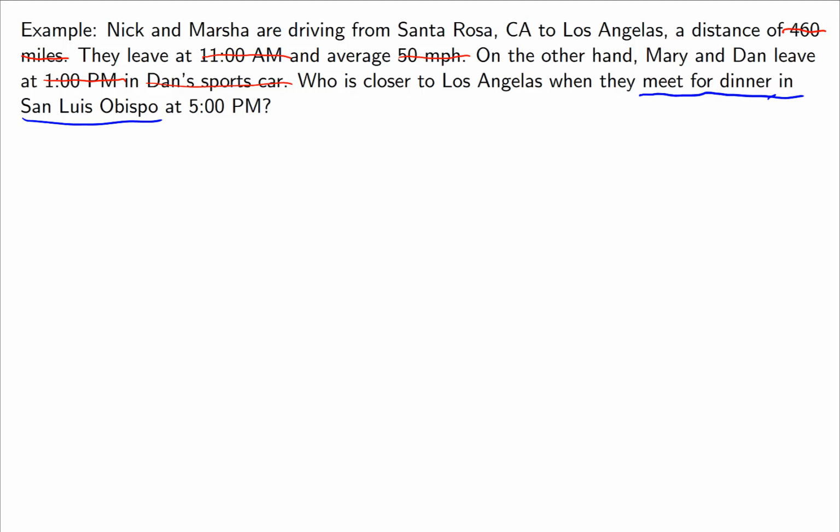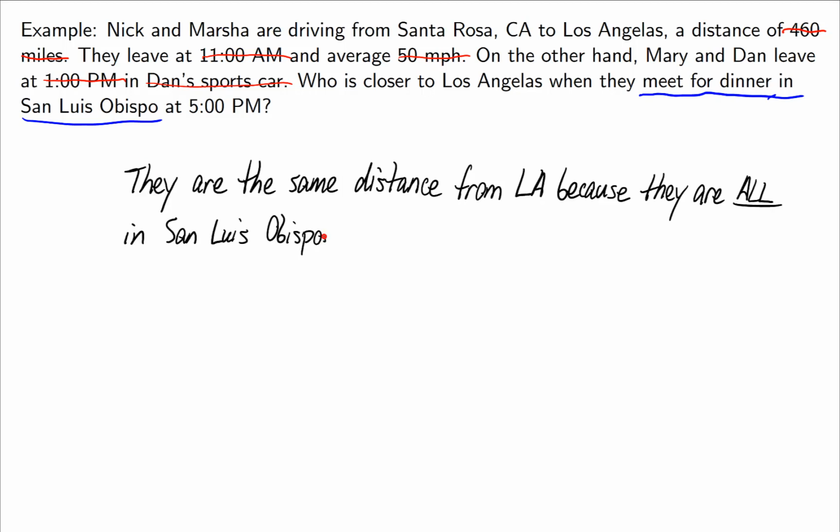So what is the solution to this? They are the same distance from Los Angeles because they are all in San Luis Obispo. That's it. There was so much extra information that it can be confusing. Sometimes it helps to just get used to processing and looking for key phrases that might just tell you all the other stuff that you knew wasn't important.